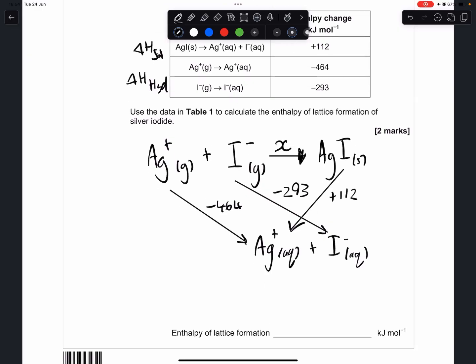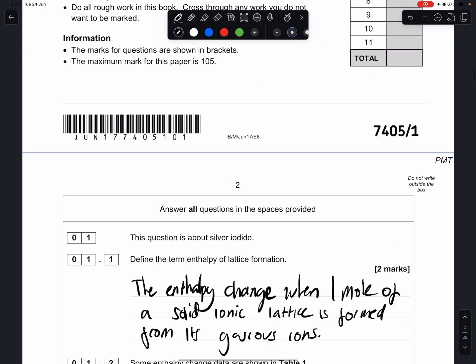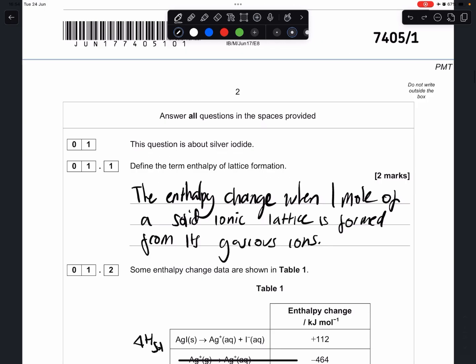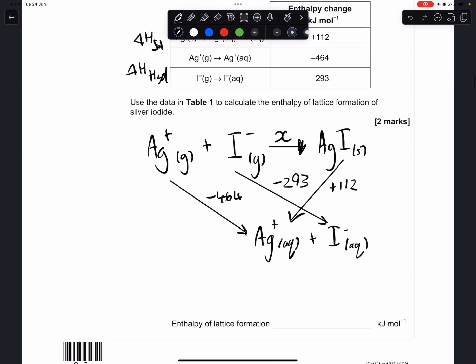So what I like to do now is check that it's all 1 mole, because the definition, as we saw here, is 1 mole. So yeah, as we can see, it's all 1 mole. And then we're going to write an equation. So X here. If we're going from here to here, Hess's law tells us that no matter what route we take, as long as we start at the reactants and end at the products, it's going to be the same enthalpy change. So even though we don't know what this enthalpy change is, because we're going from the reactants to the products, but taking this alternative route this way, it's still going to be the same enthalpy change.